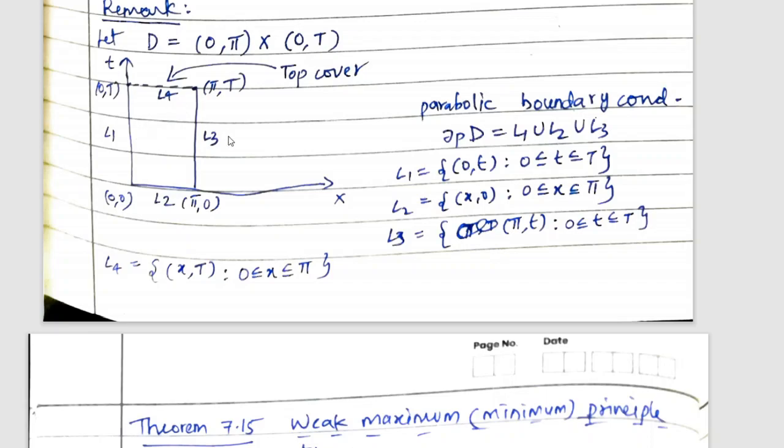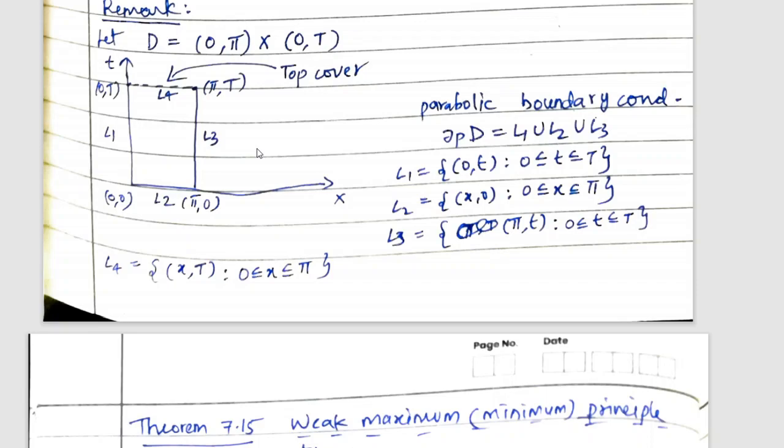Now we have that time t is 0 along the x-axis. So this is the set of all (x, 0) such that 0 less than or equal to x less than or equal to pi. This is L2, and in L1 we have (0, t), that is x is 0 here, t varies from 0 to capital T. And in L3 we have (pi, t), 0 less than or equal to t less than or equal to capital T. So the union of L1, L2 and L3, that is the parabolic boundary. The union of these three lines is called the parabolic boundary.